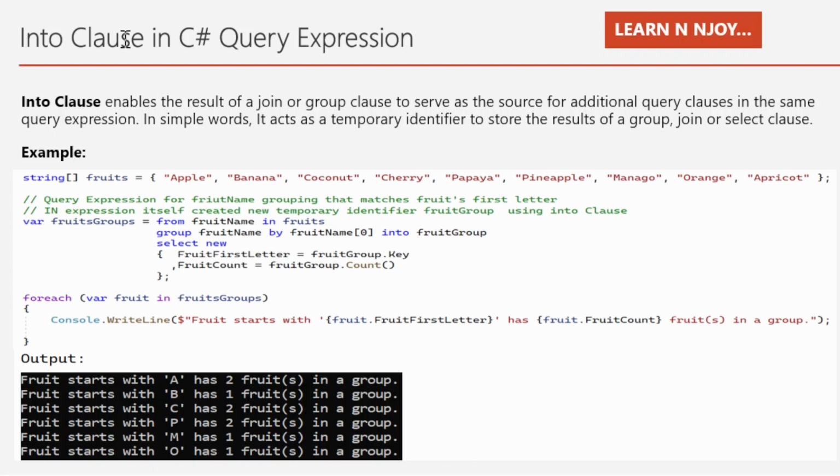So that's the beauty of the into clause, where we have one temporary identifier to store the results, whether it is coming from a group, join, or select clause, and in the same query expression we can use it further. Like here we have used fruitGroup.Key and fruitGroup.Count. So that's the into clause.